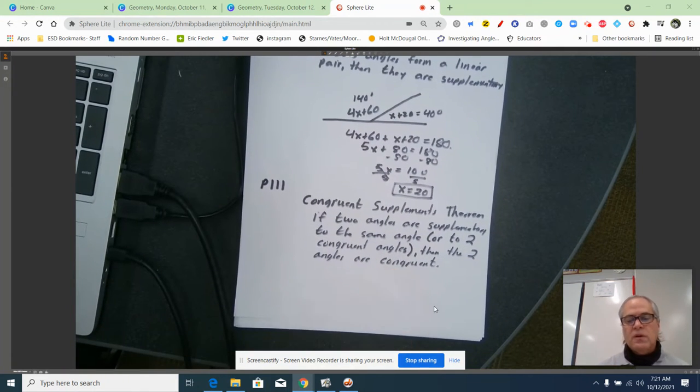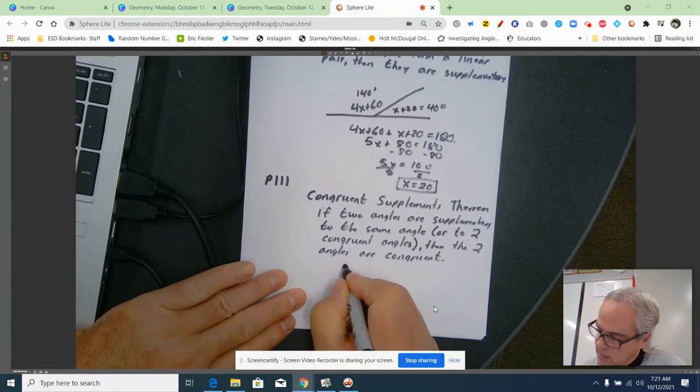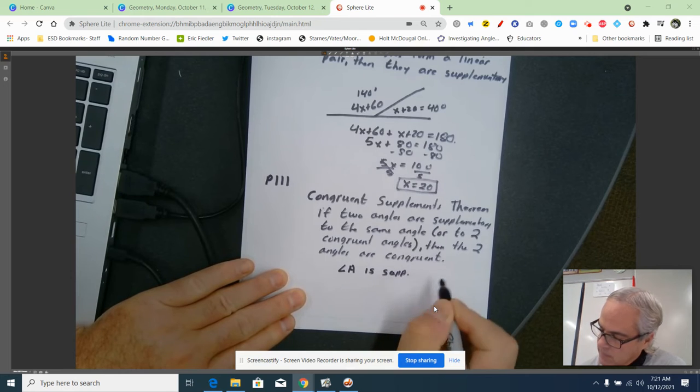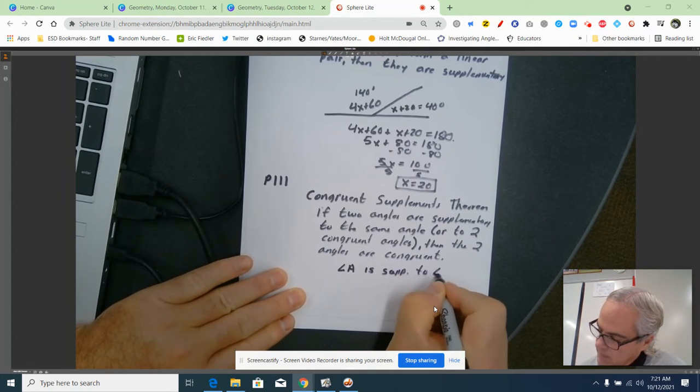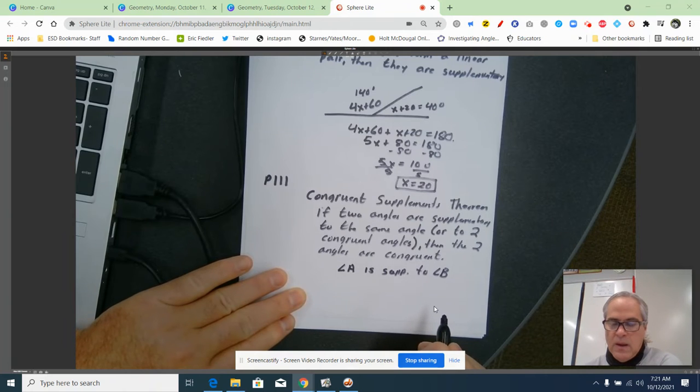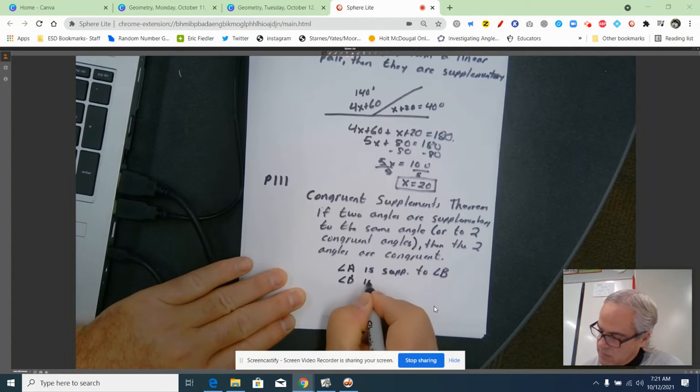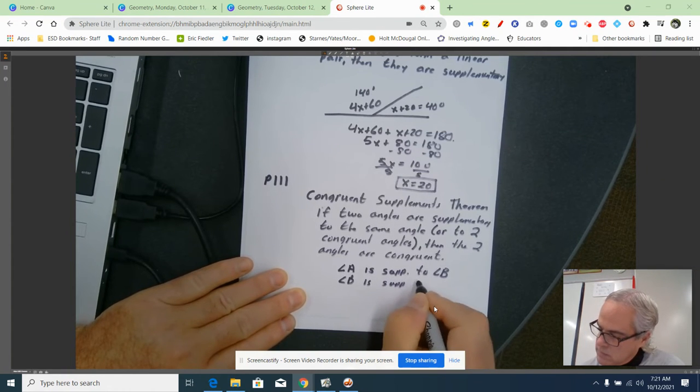The next one's a little bit trickier type theorem, and I'm going to read through it, show you an example with geometric notation, and then we'll plug in some numbers. It says if two angles are supplementary to the same angle or to two congruent angles, then the two angles are congruent. So let's say that angle A is supplementary to angle B. Okay, and let's say that angle B is supplementary to angle C.